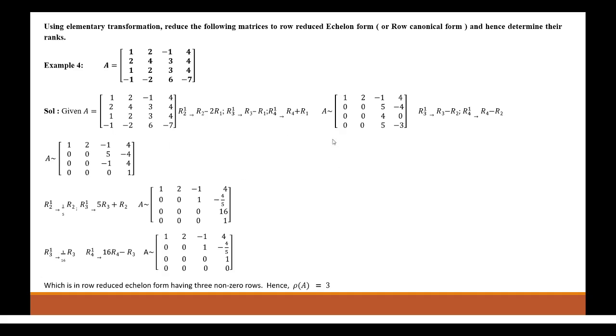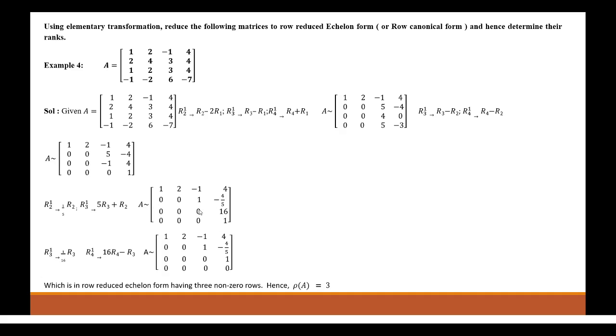Then this matrix is equivalent to A, and after applying these operations, all the elements below this pivot element are zeros. Then once again apply the row operations: R3' = R3 - R2, and R4' = R4 - R2. We get this equivalent matrix. Again we operate the row operations: R2' = (1/5)R2, and R3' = 5R3 + R2. We get one more equivalent matrix.